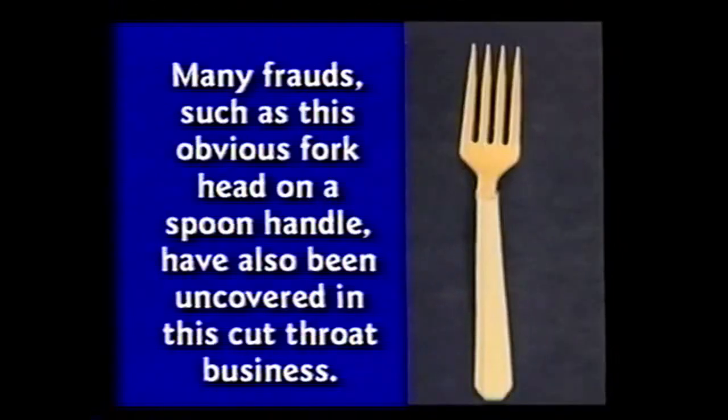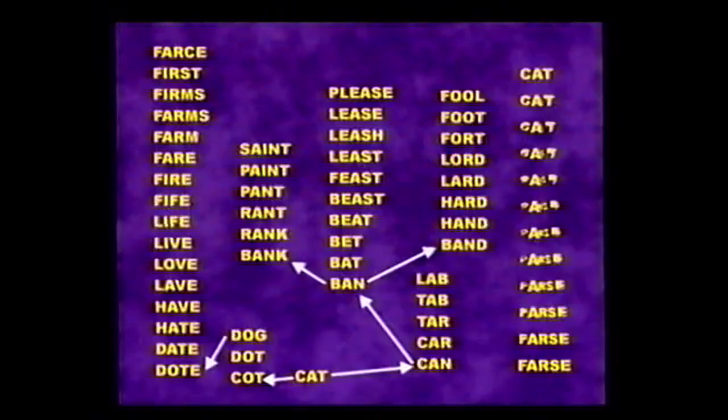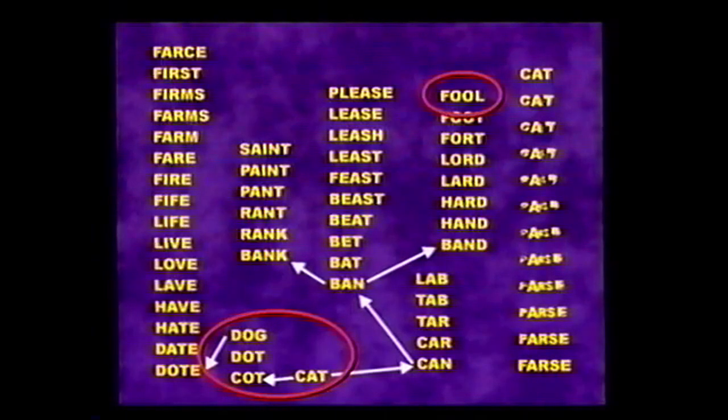Many frauds, this is an obvious fork head on a spoon handle. But see, when you're trained in this theory, in this field, you can catch the frauds right away. You know, somebody tried to slip that one in on me. I said, no, I'm not buying this at all. Look, you can arrange words in order and turn a cat to a cot to a dot to a dog, changing one letter at a time. You play around for a while, you turn yourself into a fool. That's what's going to happen.